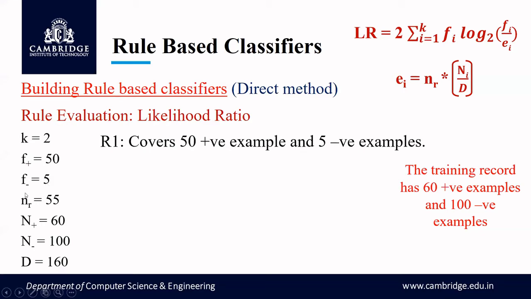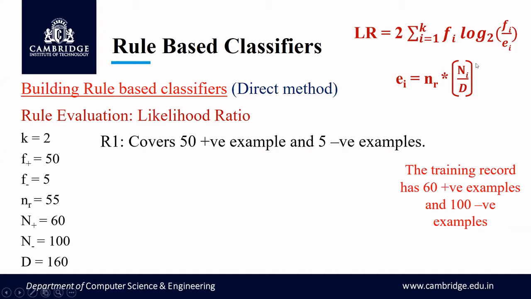Clear? And then to find the expected frequency, I need the formula NR into NI by D, where NR is nothing but the number of records covered by the rule. So how many records is the rule going to cover? It says it is going to cover 50 positive and 5 negative. So add these, 50 plus 5 is nothing but 55. So NR becomes 55.